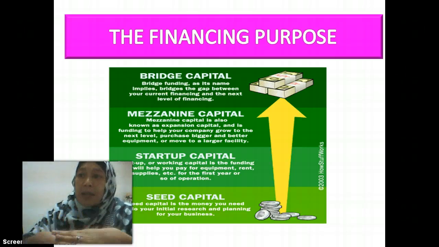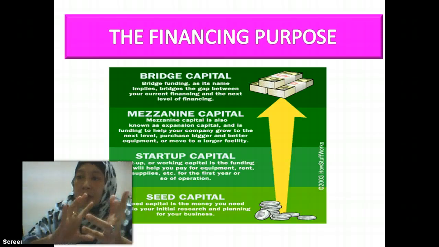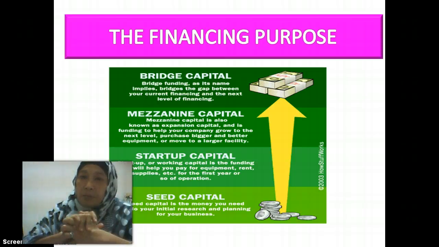Then you move on to the startup capital, which is a kind of working capital where you will need it to buy equipment, materials, machines, and stocks. Mezzanine and bridge is where you're already stable.